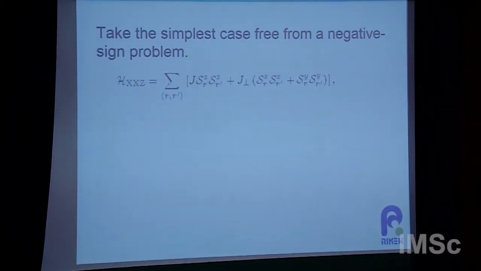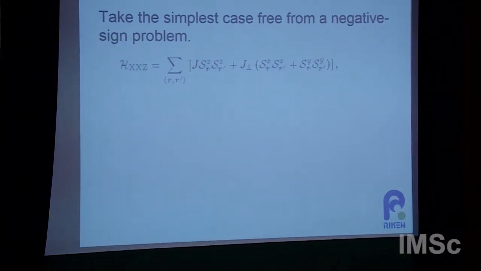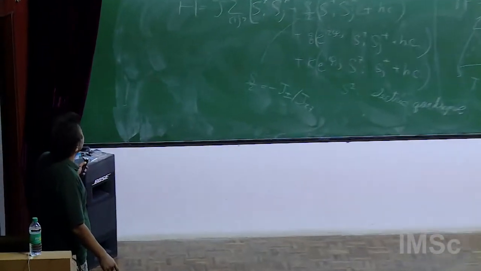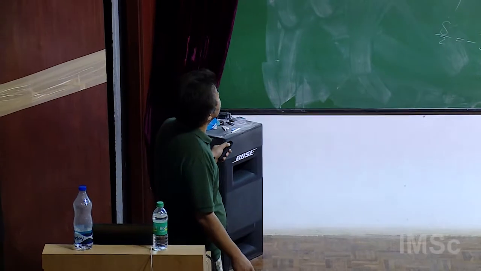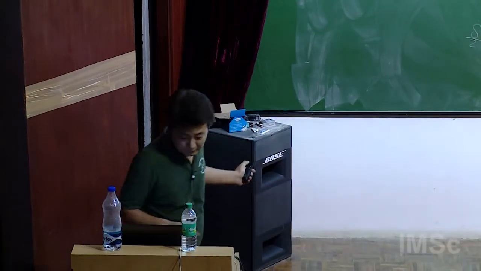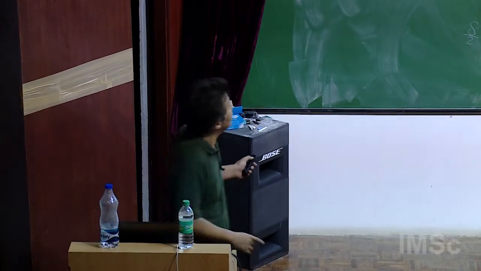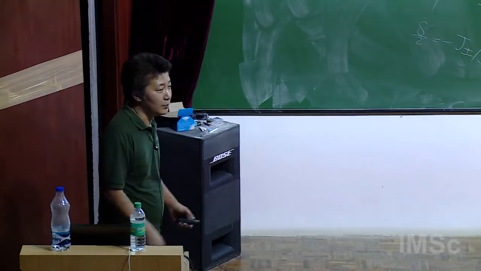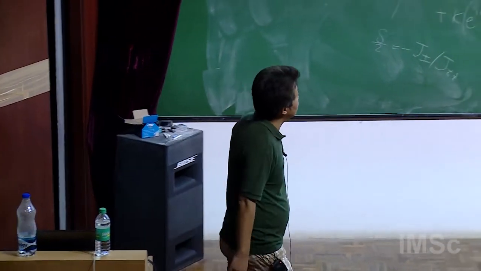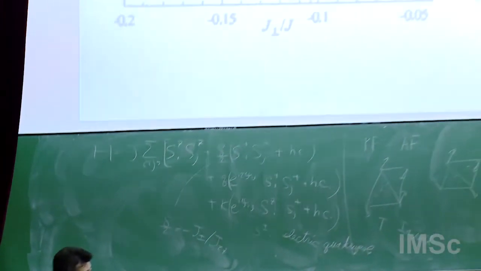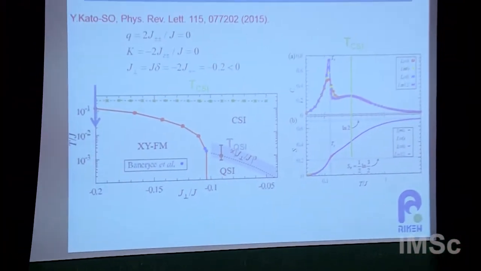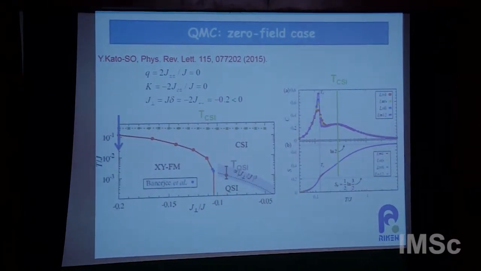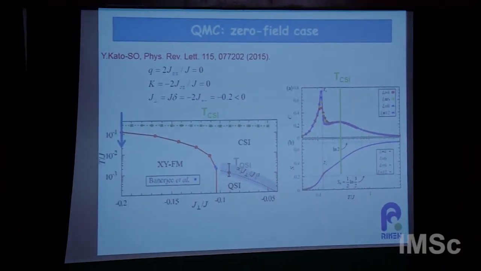So this model is already not that trivial. This is just the XXZ model with antiferromagnetic coupling J, and we take J perpendicular as ferromagnetic. We perform quantum mechanical simulations in imaginary, continuous imaginary time using the path integral approach and based on a loop algorithm, which will be explained by Sandvik in this school.